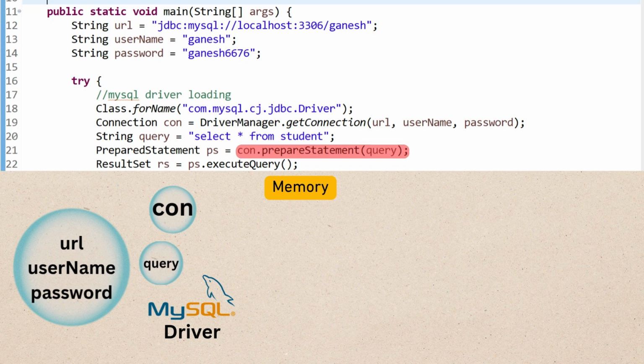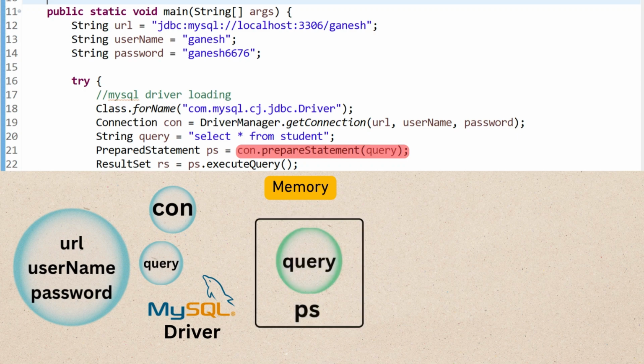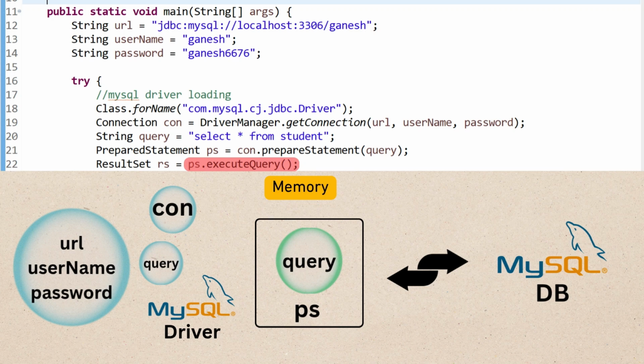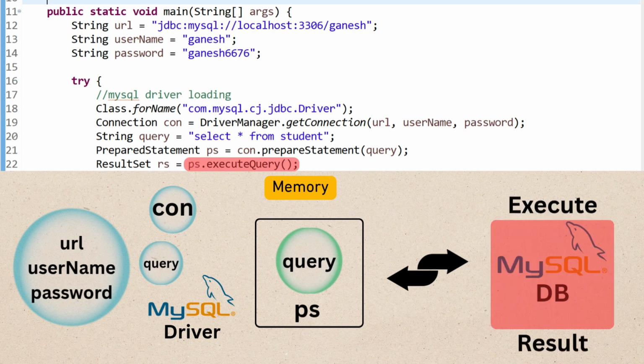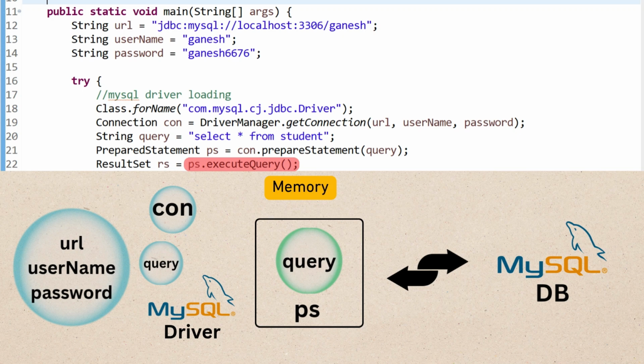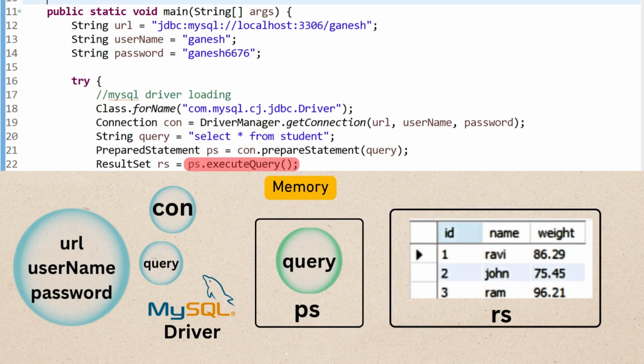con.prepareStatement(query) will create a PreparedStatement object with the given query and store it in the ps variable. ps.executeQuery will send the query to the database through the driver. The database executes the query, generates result data and sends it back. The driver converts this data into a ResultSet object and returns it for the method call, which is stored in the rs variable. This is how the ResultSet data is represented.